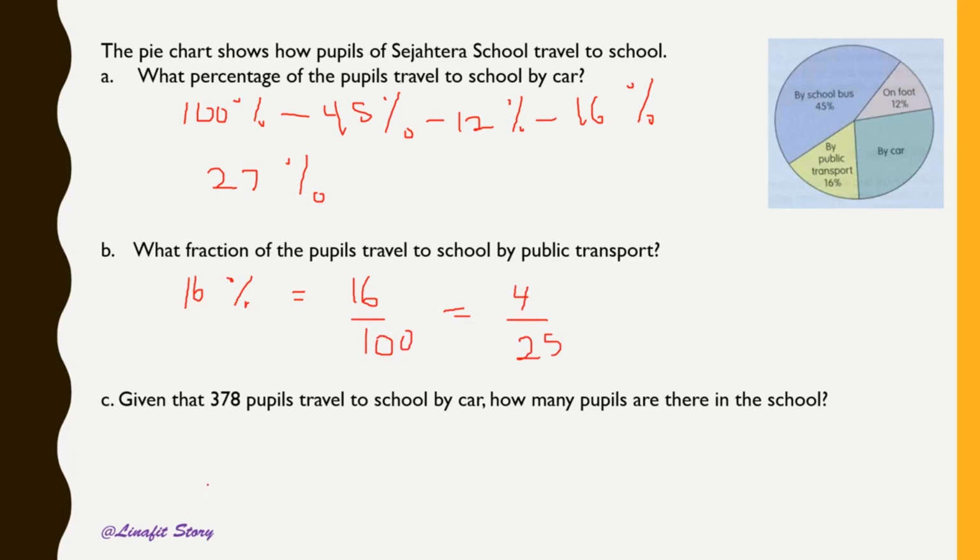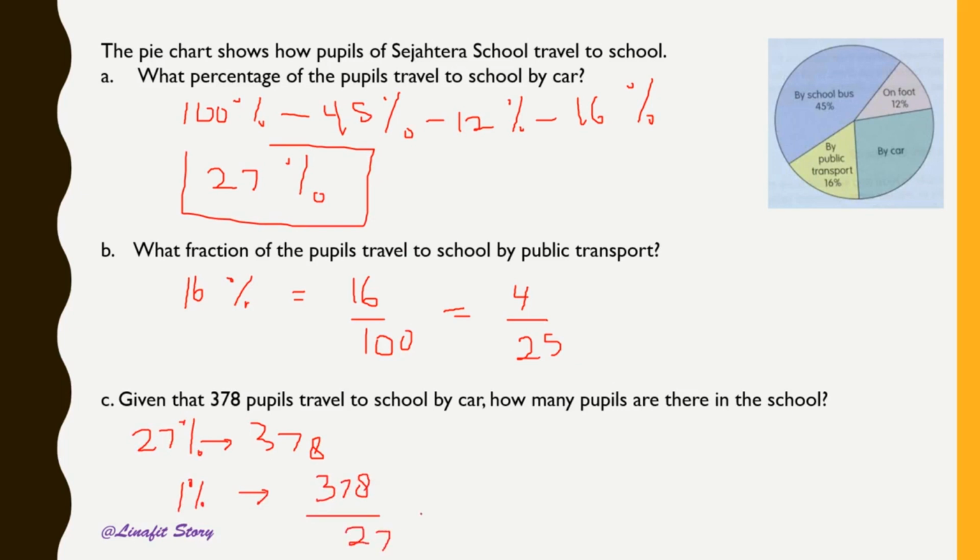C. Given that 378 pupils travel to school by car, how many pupils are there in the school? As we know that 27% of the pupils travel to school by car, this means 27% is 378. How to get 1%? It equals 378 divided by 27, which equals 14.